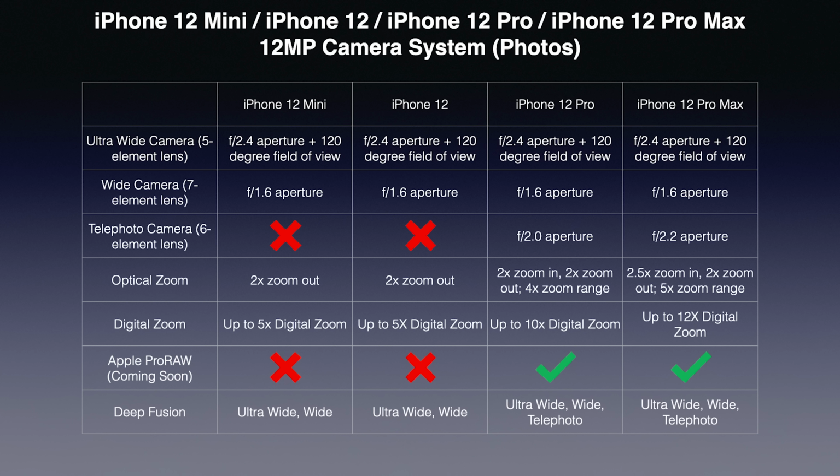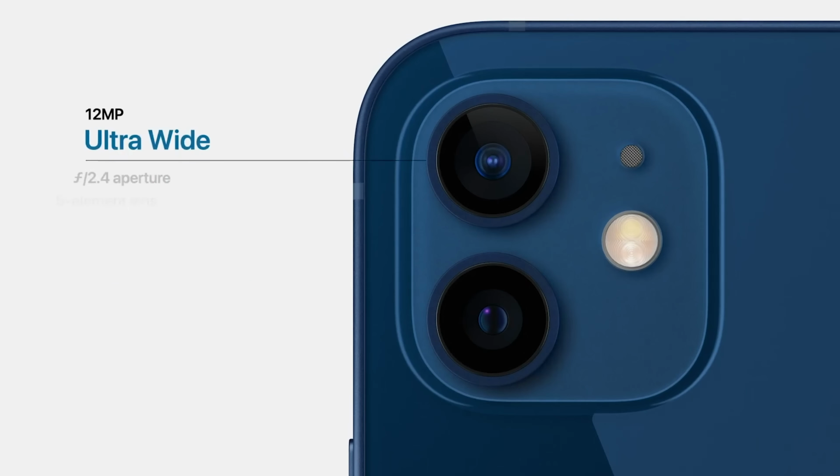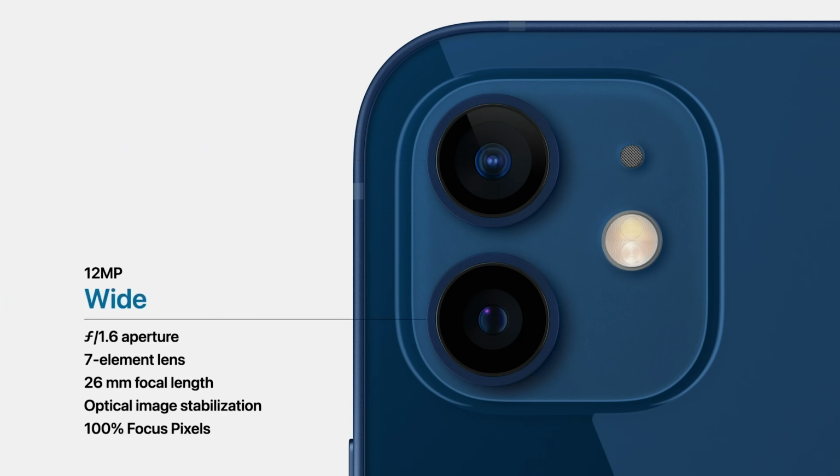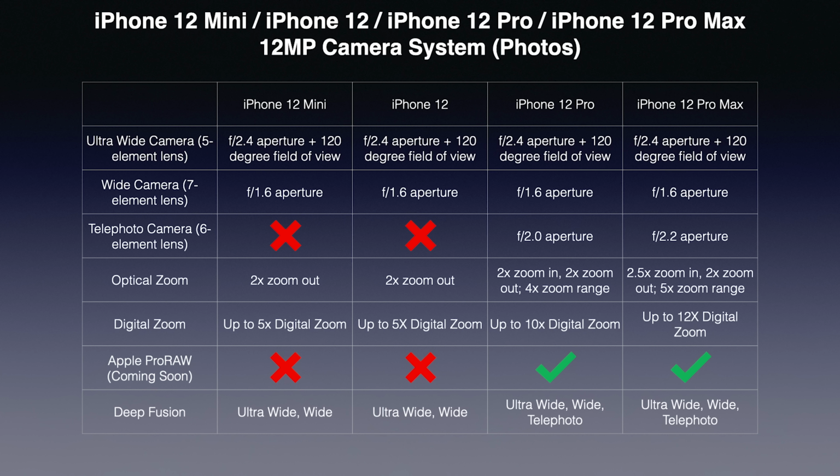We also have the wide camera, the 7-element lens, which you'll be using the most. f1.6 aperture, again, the same across the board for all four models. But then this is where it gets different. We know the iPhone 12 mini and iPhone 12 have dual lens, so they do not have the telephoto camera with the 6-element lens. Of course, the triple lens camera, the iPhone 12 Pro and 12 Pro Max, they have this, but it's slightly different between the two. You get an f2.0 aperture on the 12 Pro and f2.2 aperture on the 12 Pro Max.